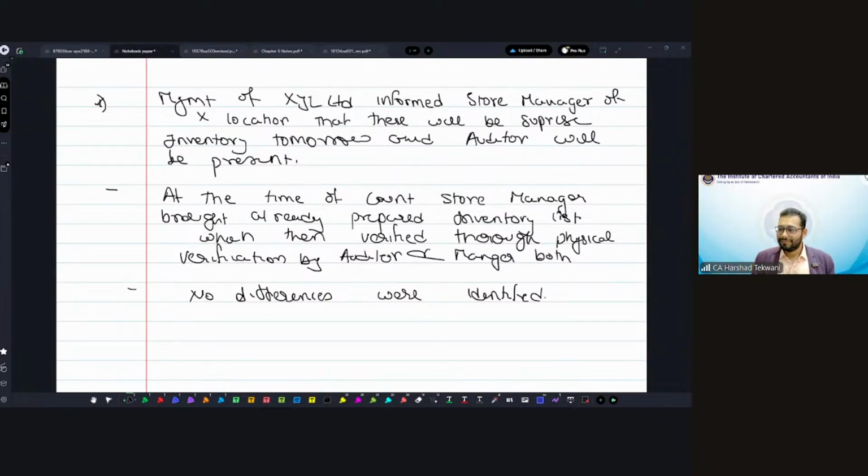Sir, the inventory list provided by the management, we need to check the reliability of that inventory list, whatever was provided by the management. Very good. So one of the points is the inventory list. I need to check the reliability of the inventory list. Yes, absolutely correct. Whether it is reliable. What else?